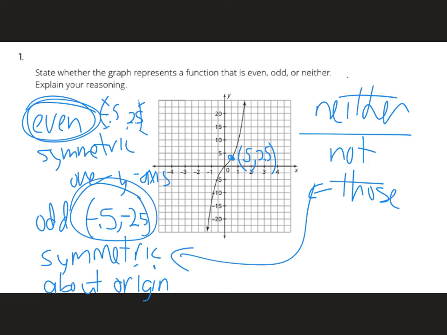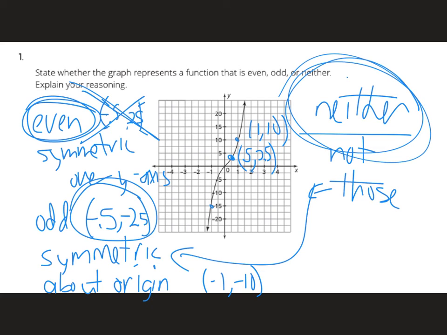So let's say, it looks like I go through, this is actually 1 this time, 1, 10. Even was already out, so we're not even. So we'd need to have the point negative 1, negative 10. Well, at negative 1, it looks more like we're at almost negative 15. So we are neither even nor odd. If we were even, we would have the same thing on both sides. If we were odd, we'd have 1, 10 and negative 1, negative 10, which we do not hit. So neither. Sorry for messing up the scale. I apologize.